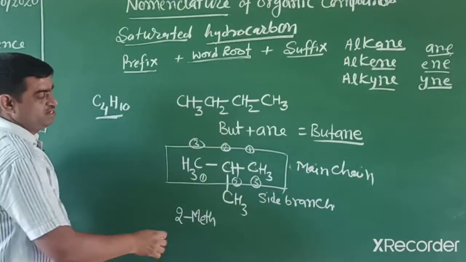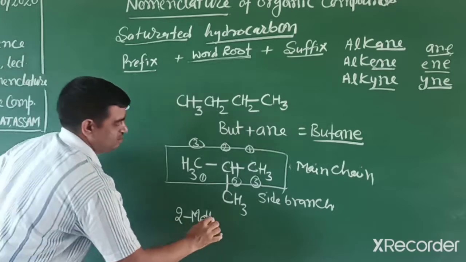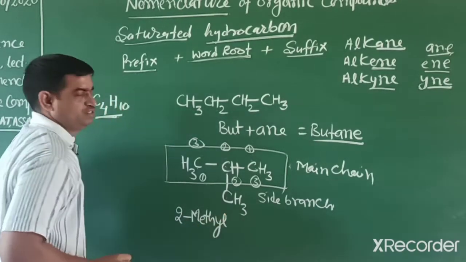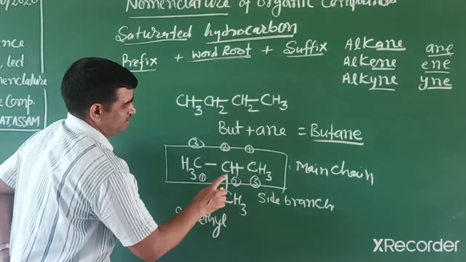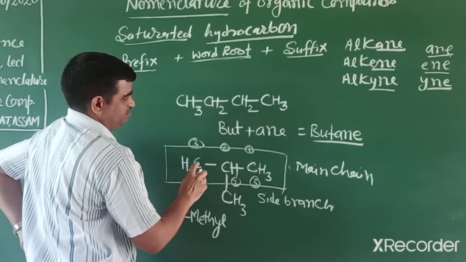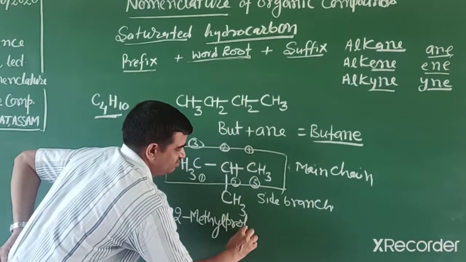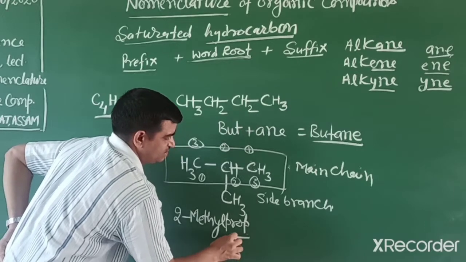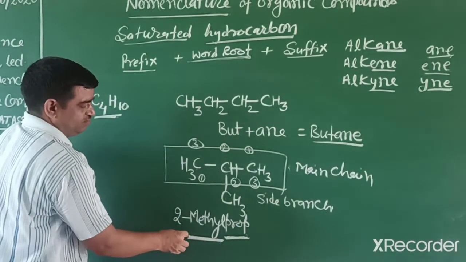In this, METH is the word root, and YL is the prefix. So YL means 2-methyl, pronounced in this way, 2-methyl. Then we write the word root basic, total 3 carbon, 1, 2, 3, then prop. This one is the basic word, this one is the prefix, and this is the position.